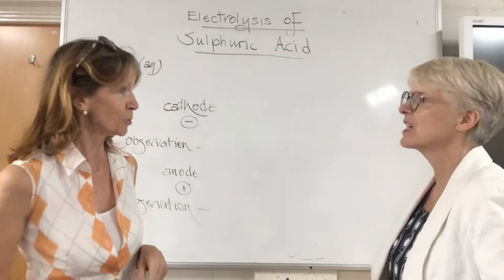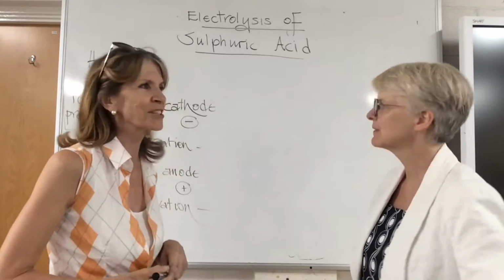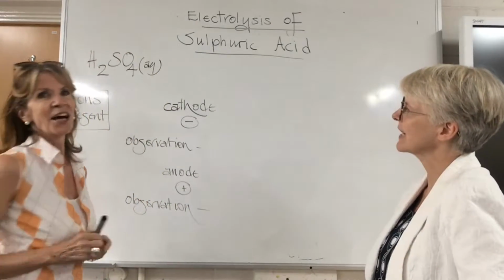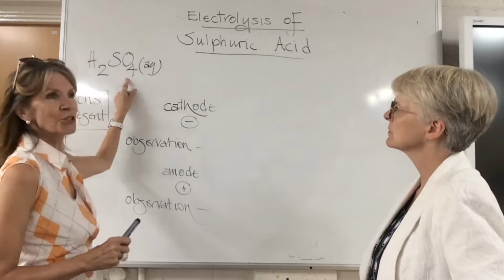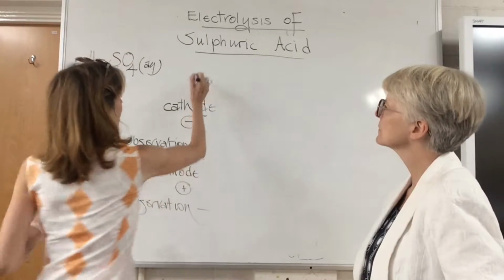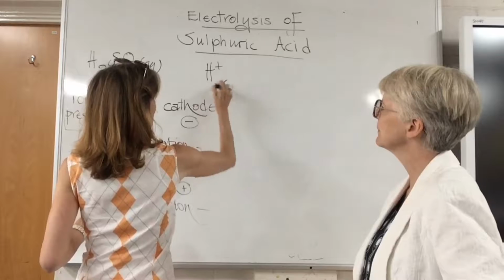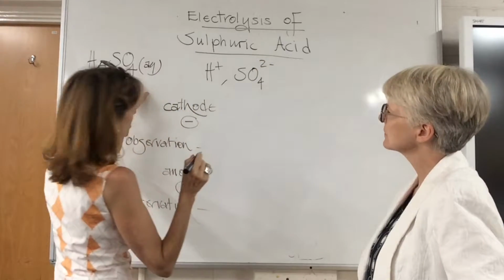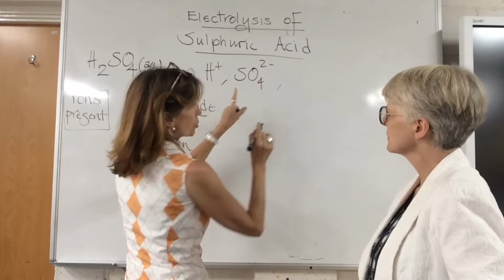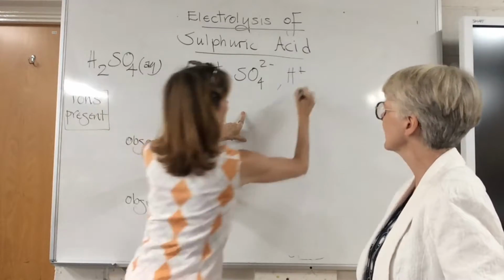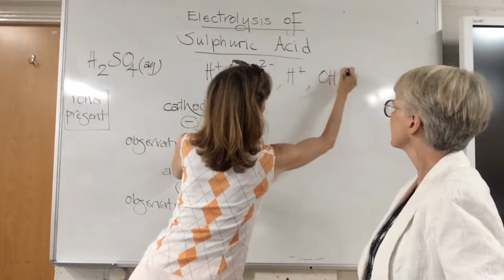Okay, let's work out the ions present. Ions present in sulphuric acid. So sulphuric acid, the formula is H2SO4, it's aqueous. So the ions present are hydrogen ions from the acid, sulphate. Now because it's aqueous, I'm just going to put the hydrogen ions in from the water, and hydroxide from the water.